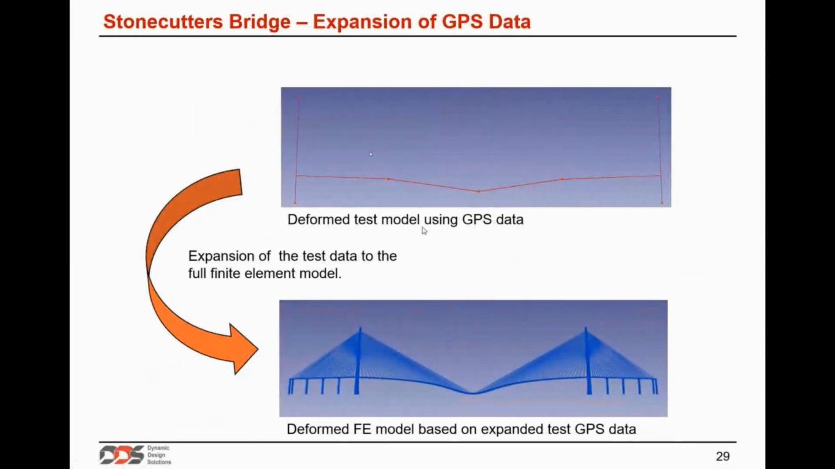Here you can see the principle of the expansion. So this is the test model with only 8 sensors. We can expand this into the FE model like this. Of course, here the amplitude is a bit exaggerated, but you can see how we can go from the test data at a very low number of locations to an estimation of the true bridge deformation visualized by the finite element model. And so from this deformation, we can then compute the stresses in the bridge.